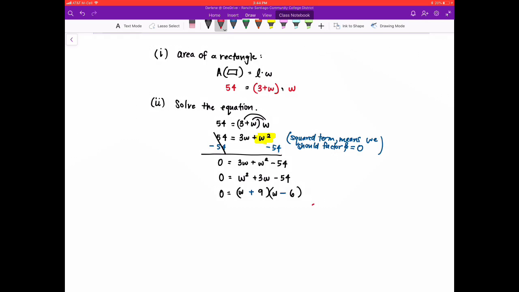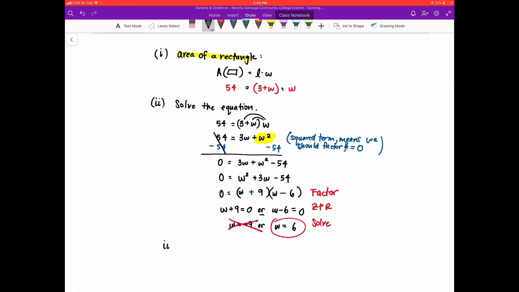Now we can go ahead and use the zero product rule to go ahead and set each factor equal to 0. So we get W plus 9 equal to 0, or W minus 6 equal to 0. And then we could go ahead and solve. And this implies that W is equal to negative 9, or W is equal to 6. However, recall that this is the area of a rectangle, and lengths and area are never negative, so we go ahead and omit the negative value and we keep the positive one.